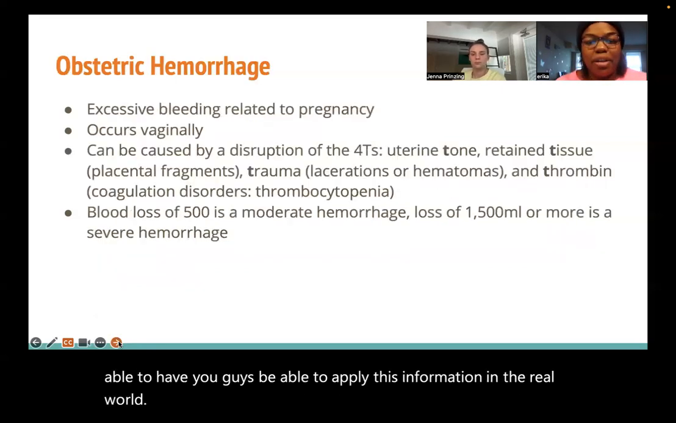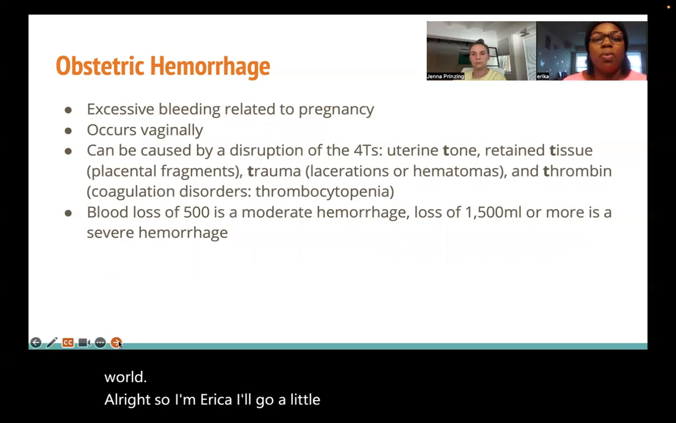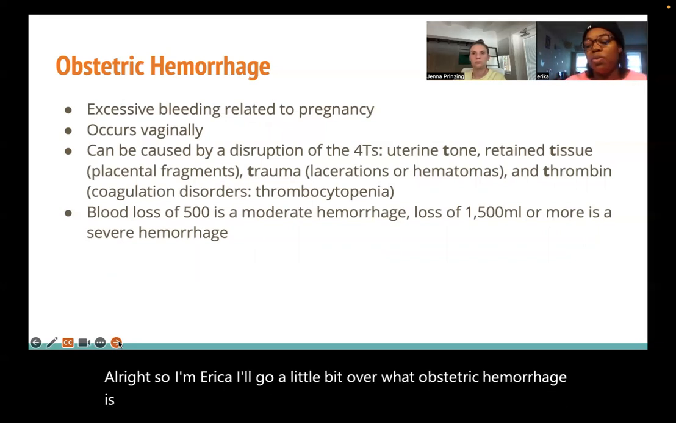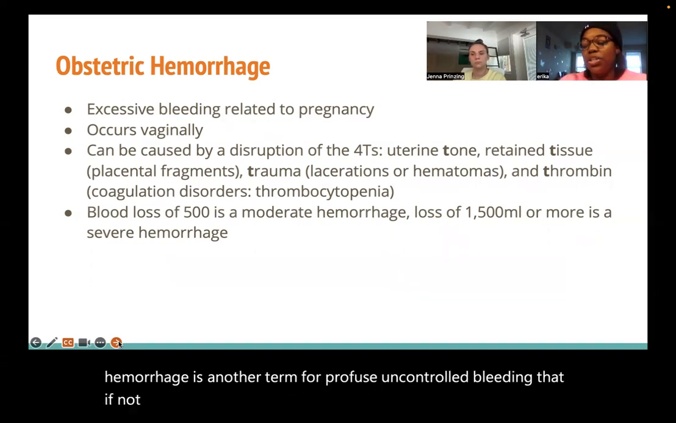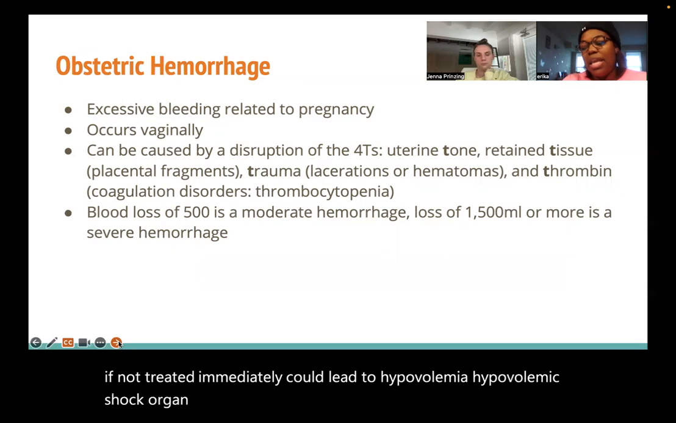All right, so I'm Erica. I'll go a little bit over what obstetric hemorrhage is. First things first, we want to know what is a hemorrhage. Basically, a hemorrhage is another term for profuse, uncontrolled bleeding that, if not treated immediately, could lead to hypovolemia, hypovolemic shock, organ failure, and death.